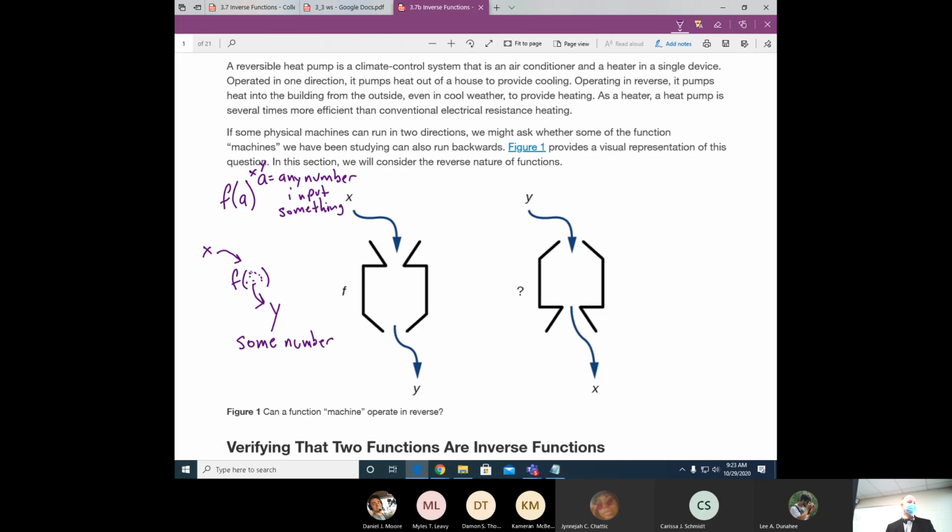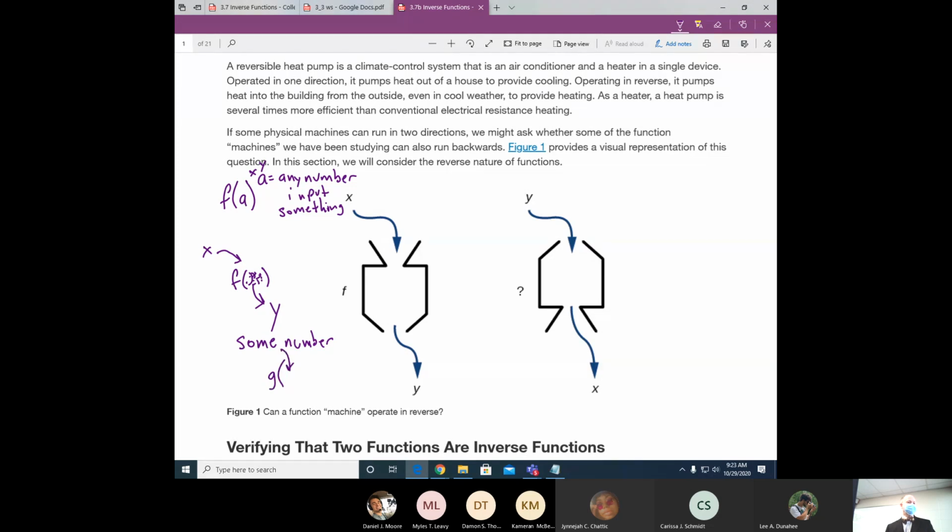Whatever it takes as input, it cranks on it, does something to it. I don't know what it does. That's the function gets decided, it could do multiple things. We decide what the function does to our input, gives us some output. Now, if I have another function, I'll call it g.